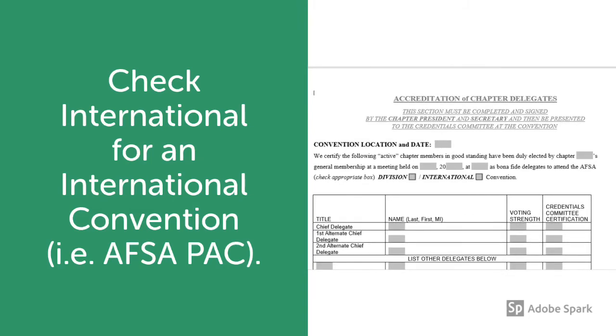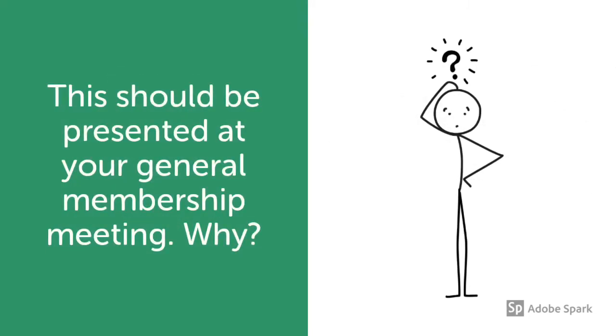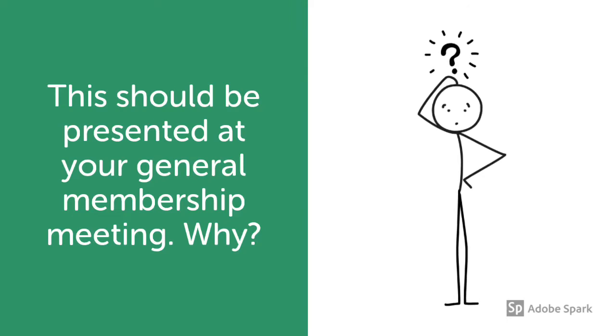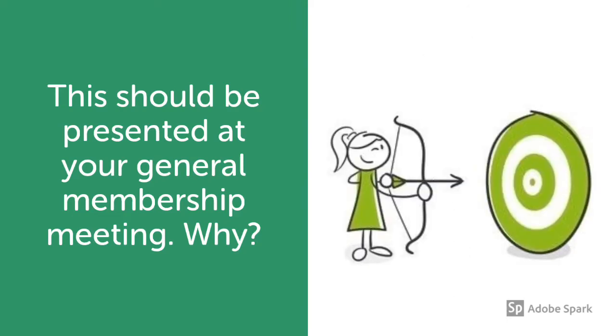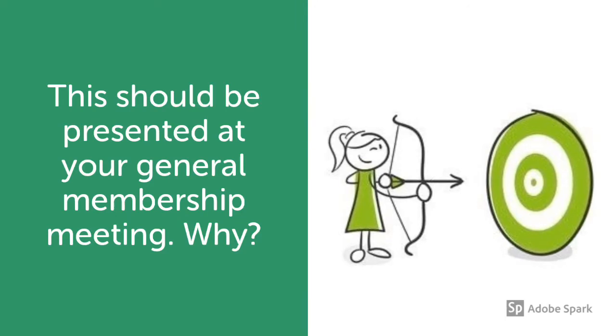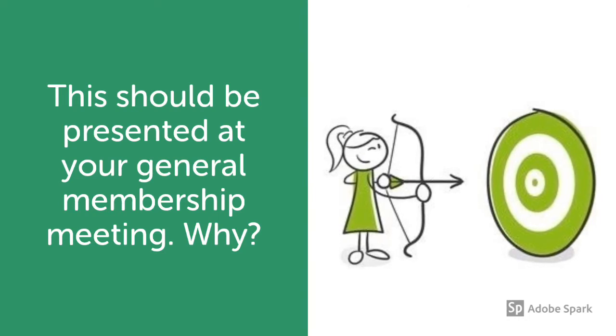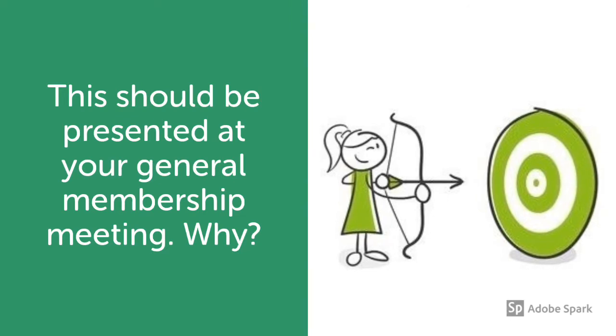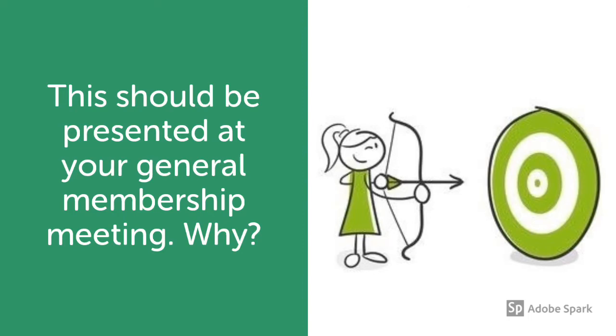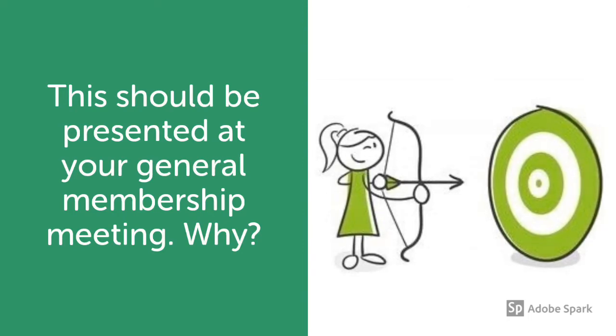Now let me backtrack for a moment. Why should this be presented at your general membership meeting? Well, this is a perfect opportunity to discuss the issues that the delegates will be voting on and gather feedback or consensus on where your chapter stands on a particular issue. Secondly, this is a great opportunity to let them know who will be representing the chapter and offer up details on how they can participate in these events as well.